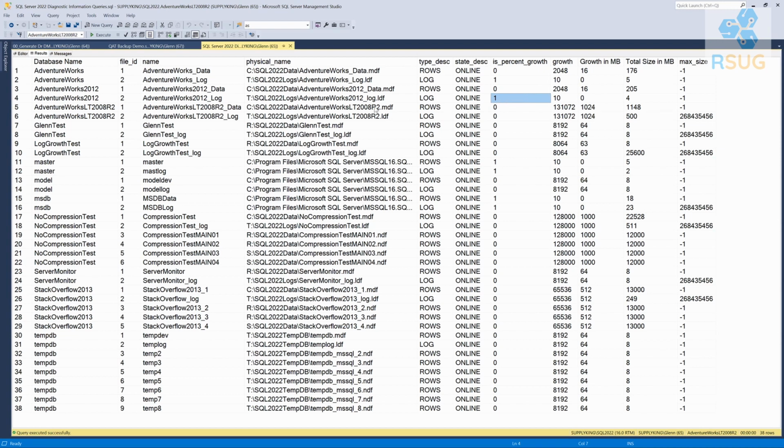So, for example, this old AdventureWorks database is using percent growth and it's set to 10% for the log file. And so it's going to grow in tiny slivers at first, and then it's going to start getting bigger and bigger each chunk. And you don't want that. You want to change it to a fixed size, like 1,000 megabytes, for example, to minimize your VLF counts. And the guidance on that's actually changing for SQL Server 2022. It turns out that log files can use instant file initialization in SQL Server 2022.